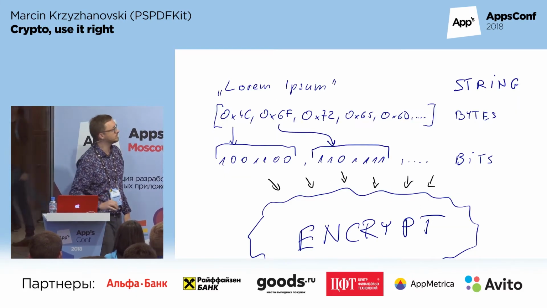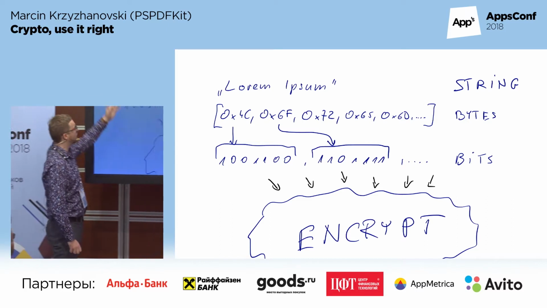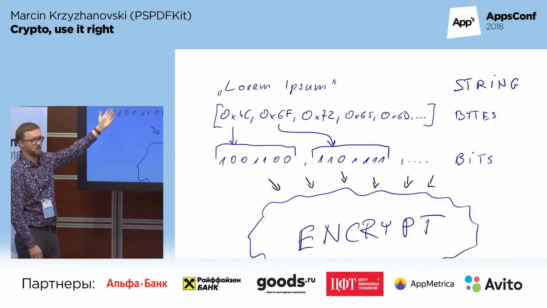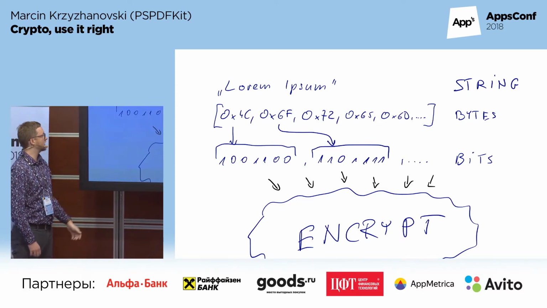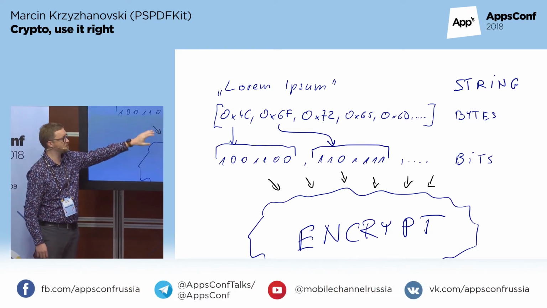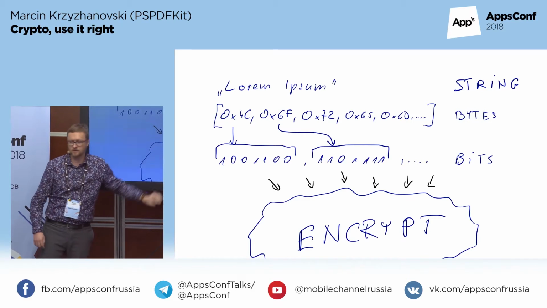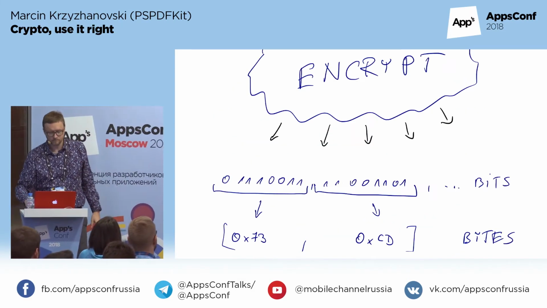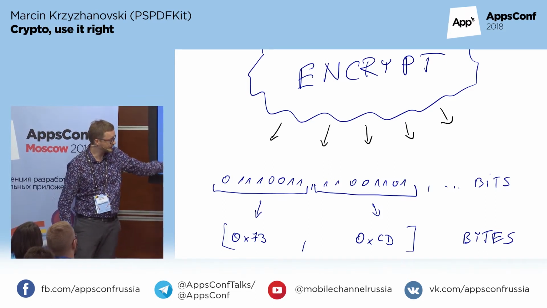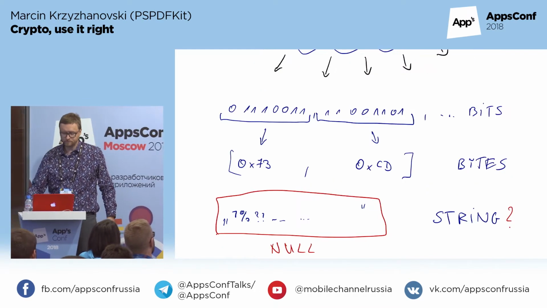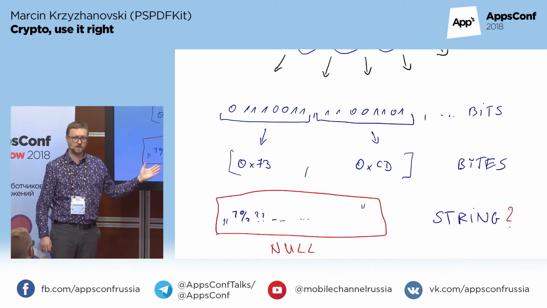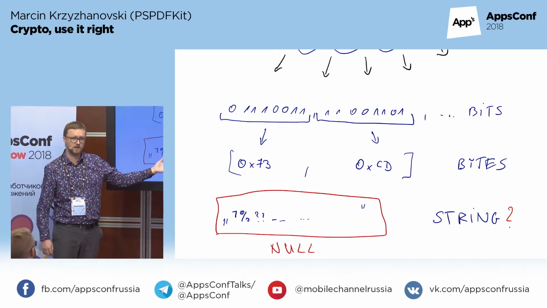So I drew a diagram to show you what is going on here. We have a string, it's lorem ipsum here, that can be represented as an array of bytes, in hexadecimal here. Each byte is a series of bits that then go to the magic machine of encryption. It does its job and outputs bits that can be represented as bytes. And eventually we want to have it as a string, right? This is where things go south.